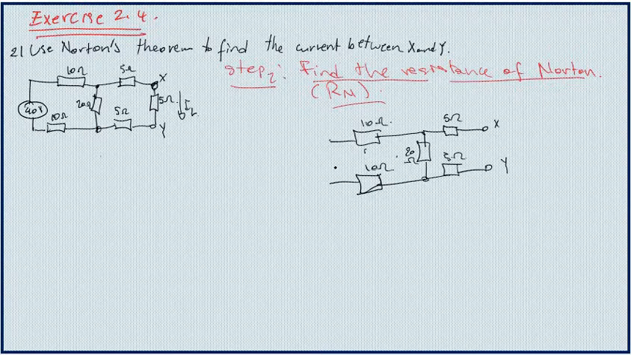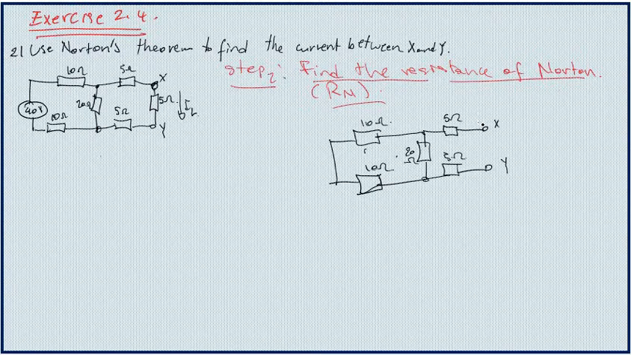Now here we don't need to repeat that source. We need to have a closed circuit. So now we need to calculate the resistance between X and Y. That resistance will be called the Norton resistance. So how to determine the total resistance between X and Y?